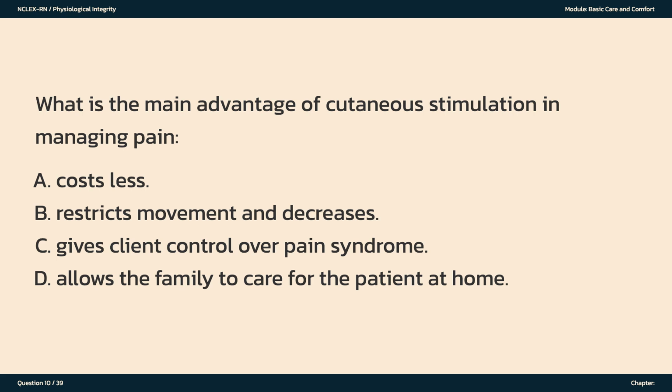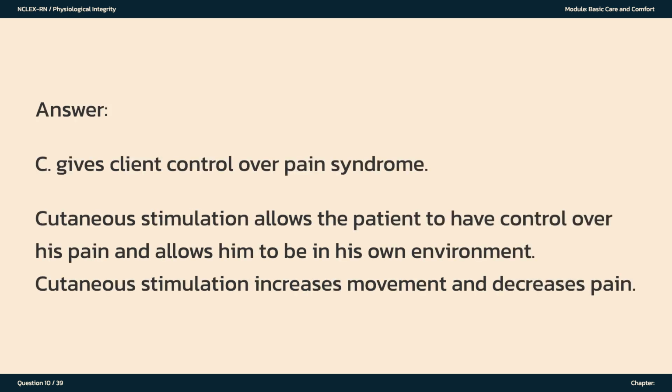What is the main advantage of cutaneous stimulation in managing pain? A. Costs less. B. Restricts movement and decreases pain. C. Gives client control over pain syndrome. D. Allows the family to care for the patient at home. The answer is C. Gives client control over pain syndrome. Cutaneous stimulation allows the patient to have control over his pain and allows him to be in his own environment. Cutaneous stimulation increases movement and decreases pain.